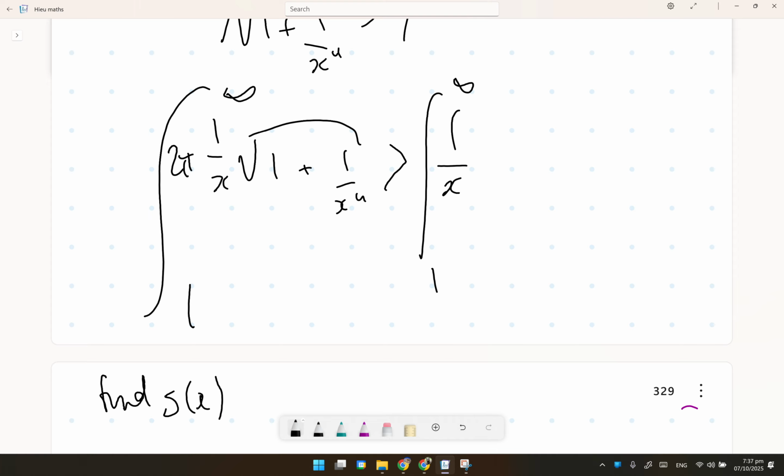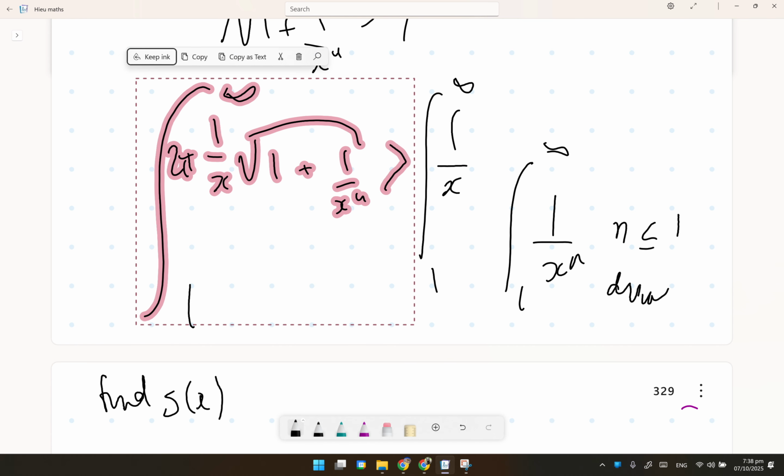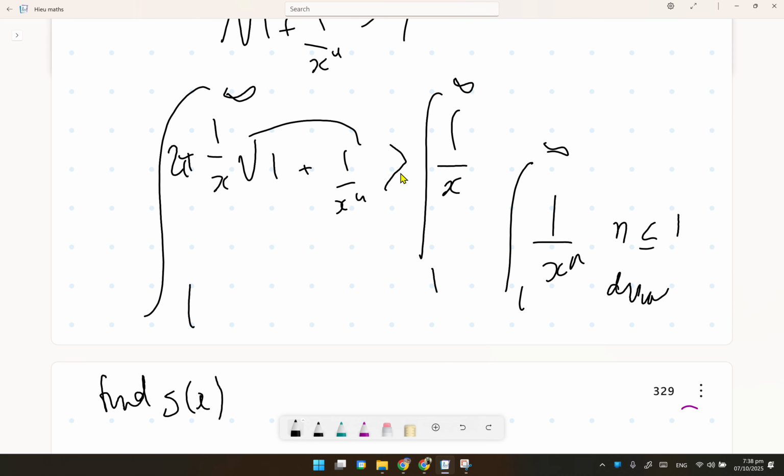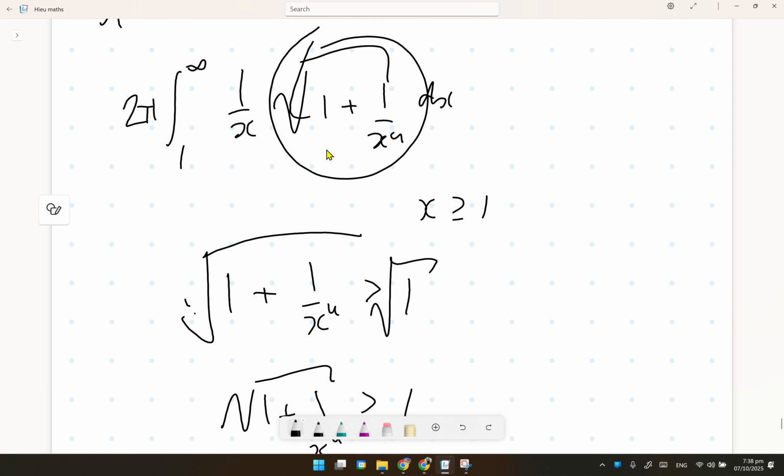So now that we know 1 over x to the n, when n is smaller than or equal to 1, the integration from 1 to infinity is divergent. And since that's smaller than this one, we know that this integration from 1 to infinity is divergent. So therefore now we know that the surface area is divergent.